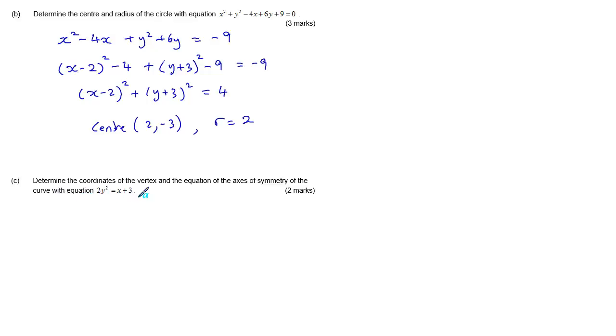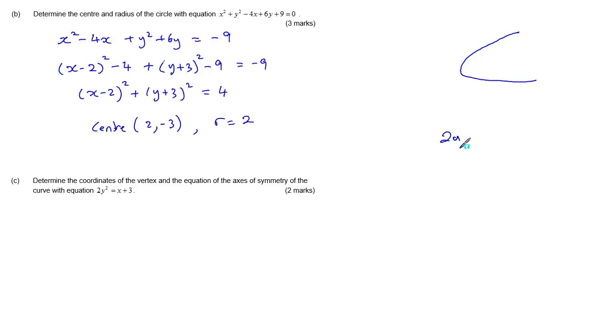Determine the coordinates of the vertex and the equation of the axis of symmetry of the curve with equation 2y² = x + 3. Now, first thing is, we know that this is a parabola on its side.